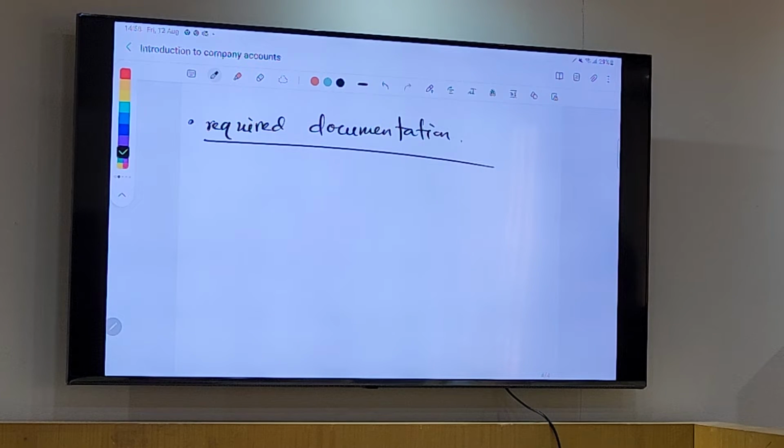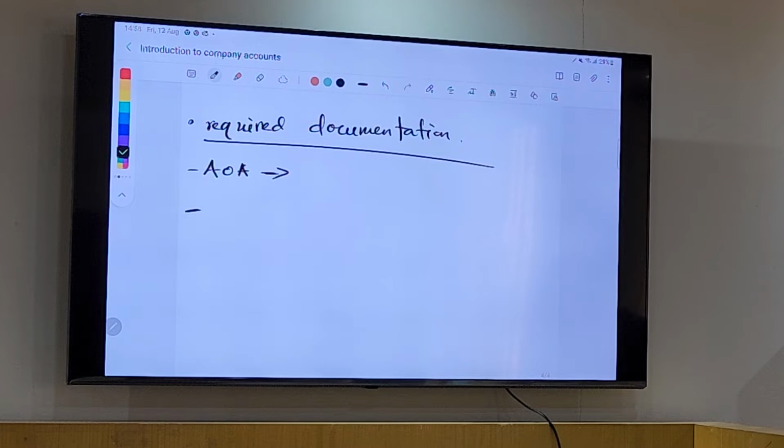Maximum documentation that is required in forming of a company. One is, what do you think this is? Articles of Association. In Arabic, the akad taxis.